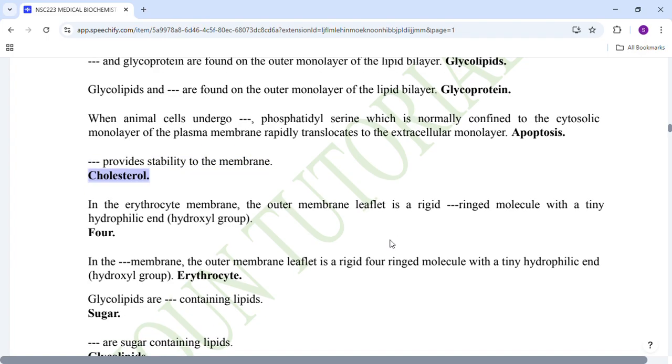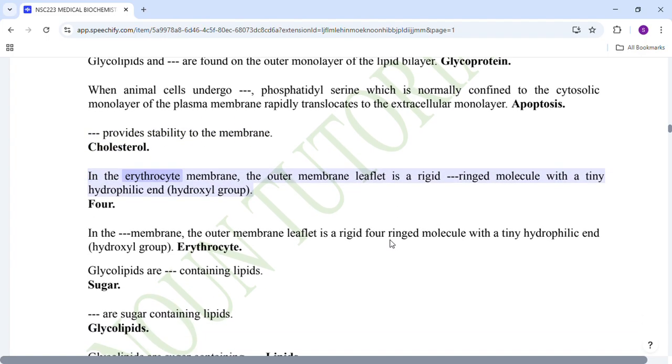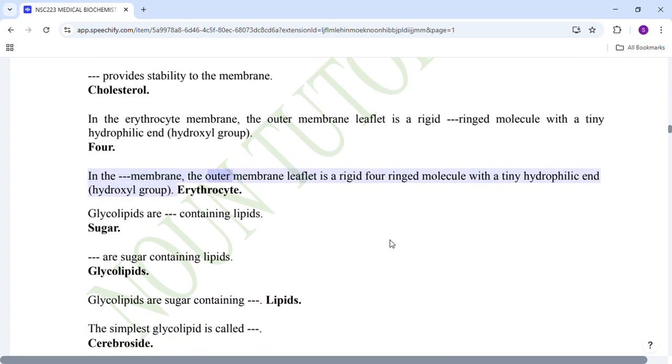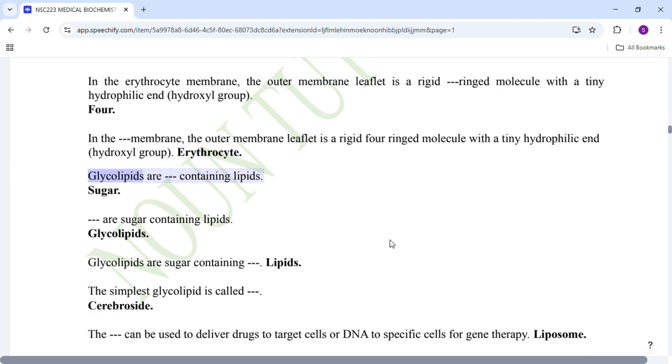Cholesterol provides stability to the membrane. In the erythrocyte membrane, the outer membrane leaflet is a rigid four-ringed molecule with a tiny hydrophilic end, a hydroxyl group.